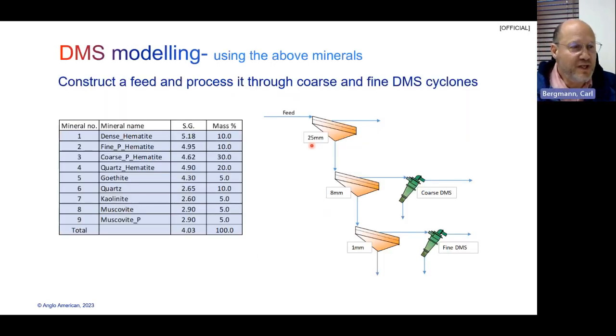So let's create a fictitious feed. What we're going to do is make up a 100% feed using these ratios of minerals: 10% dense hematite, for example, 20% quartz hematite. And we will crush that material and make a feed. What we're going to model is screening that feed at 25 millimeters, 8 millimeters, and 1 millimeter. And we're going to treat the 25 by 8 in a coarse DMS and the 1 by 8 in a fines DMS.